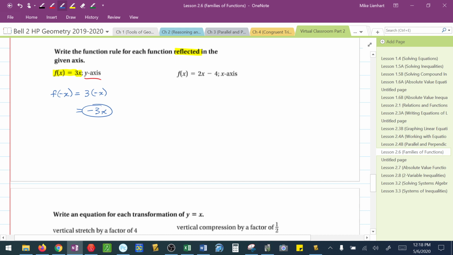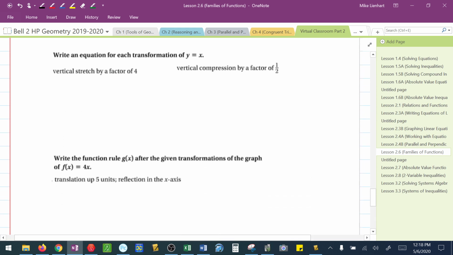Now, what about this one? We're going to reflect over x. Here's the function we're starting with. This is how they want us to reflect it. So that's negative f of x, which means I'm going to take a negative and distribute it into the function. So my result here would be negative 2x plus 4. And that is the equation reflected across the x-axis. Okay?